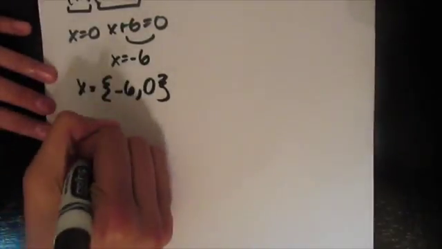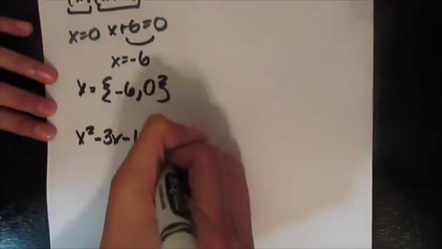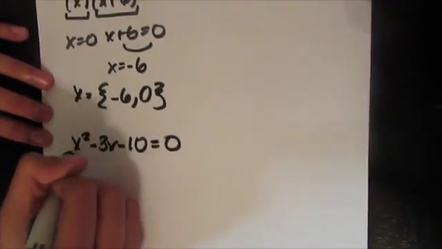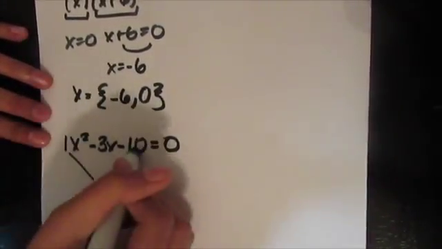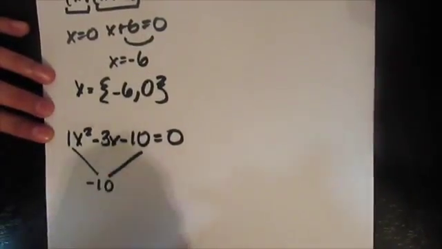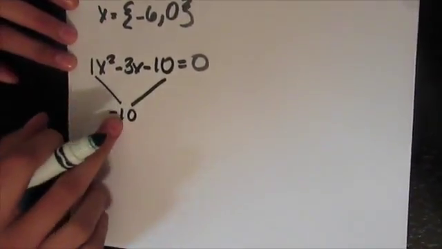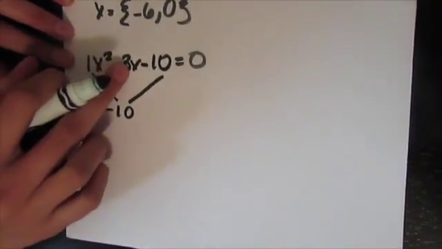Let's say we have x squared minus 3x minus 10 is equal to 0. What we want to do is multiply these two digits, the leading coefficient and the last number, our c, and this will give us negative 10. Our goal now is to get two digits that, when multiplied, will give us this number, and when added will give us this number.